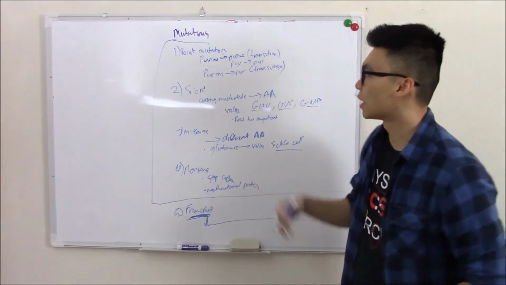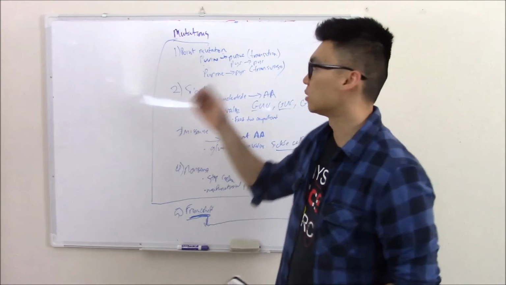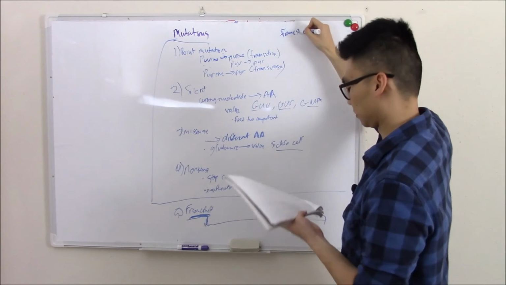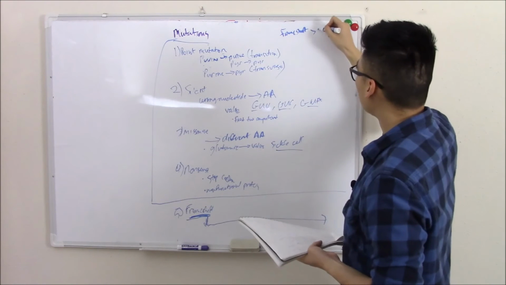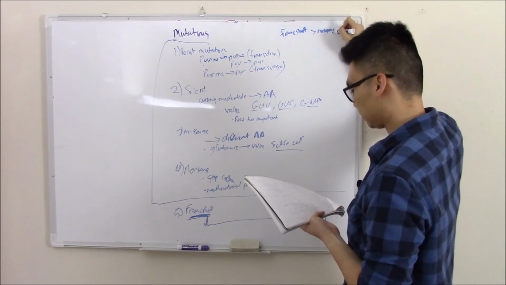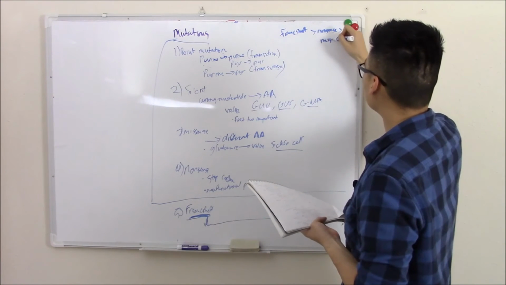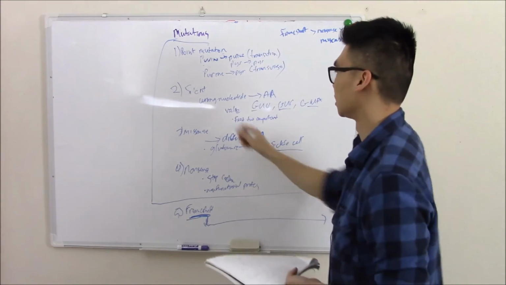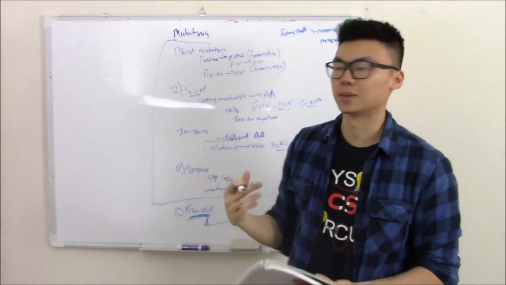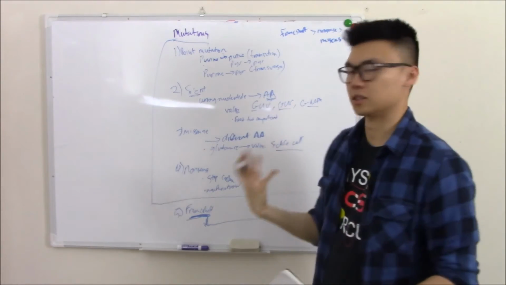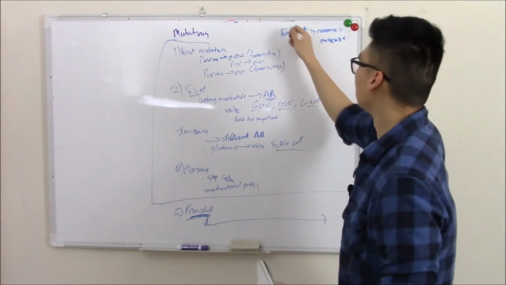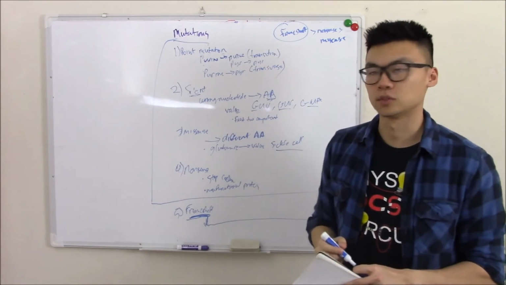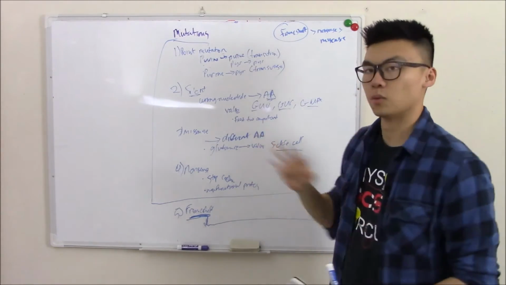Frameshift is the worst. If we had to categorize how severe these mutations are, frameshift would be number one, then nonsense, missense, and by a far margin, silent would be the least severe, because silent is basically, there's no problem, you're making the same amino acids. So frameshift is the most severe, but know all of them. Know all the different mutations, know them well.